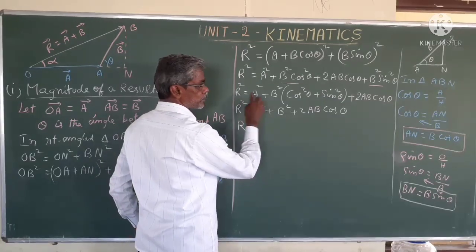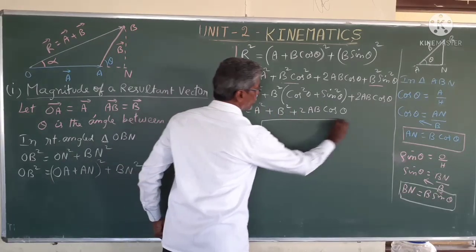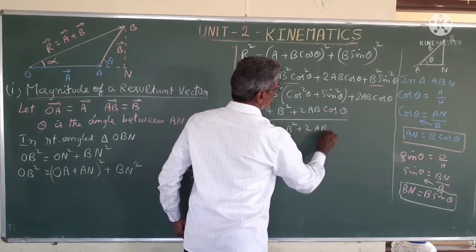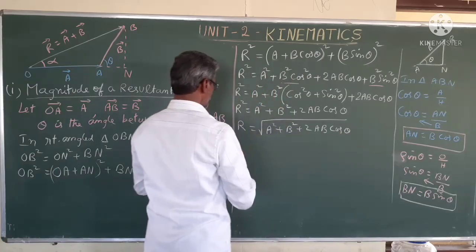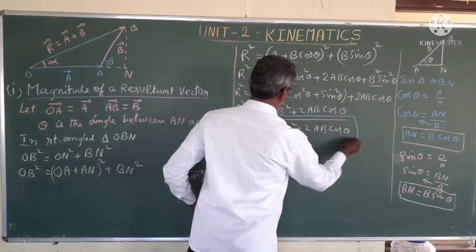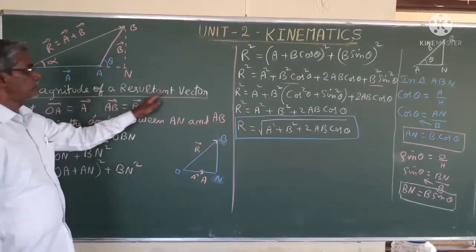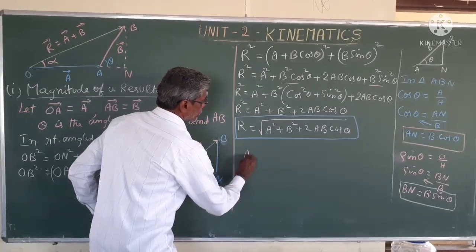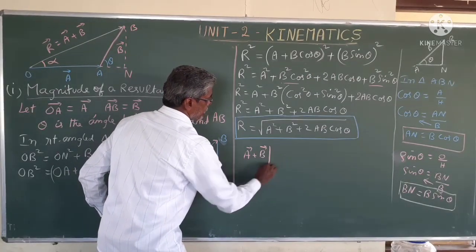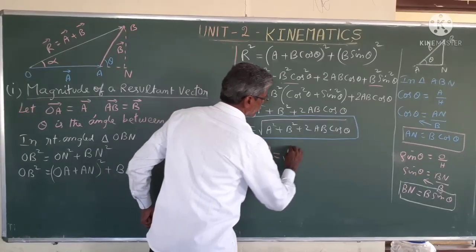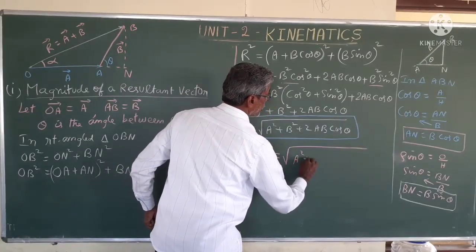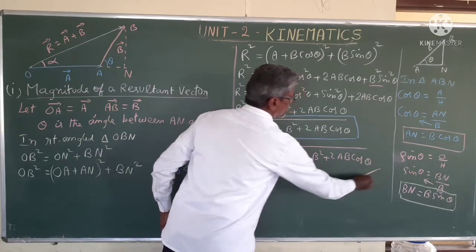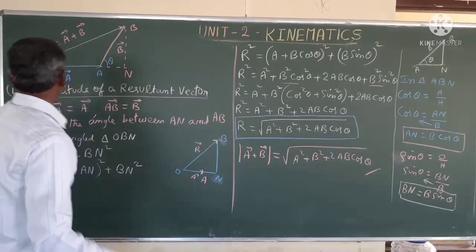So I need only the resultant. R is equal to this; when the 2 comes to that side, it becomes a square root. So R equals square root of A square plus B square plus 2AB cos theta. This is the magnitude of the resultant vector. Or I can write it as the modulus of A vector plus B vector, that is equal to square root of A square plus B square plus 2AB cos theta.